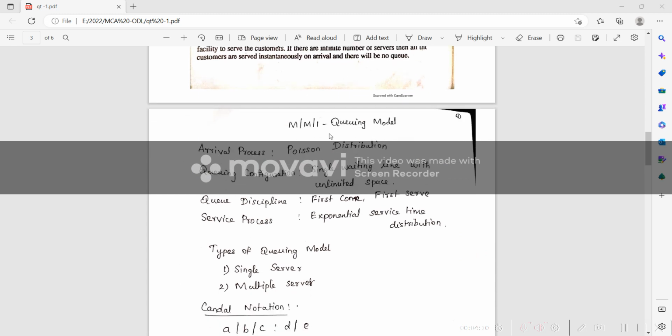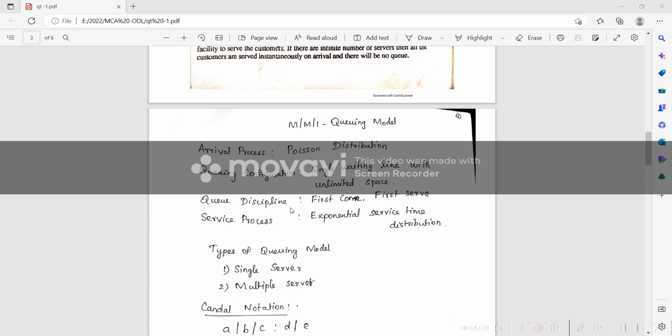There are many types of queuing models. We are going to deal with the first type, the M/M/1 queuing model. In this queuing theory we should know many definitions or notations. The first one is the arrival process, that is, the customers arriving in the queue. That process usually follows the Poisson distribution. In probability, the Poisson distribution is a discrete distribution with a countably infinite or finite number of customers. Here also the arrival process follows the Poisson distribution. Next is the queuing configuration, which is taken as a single waiting line with unlimited space.